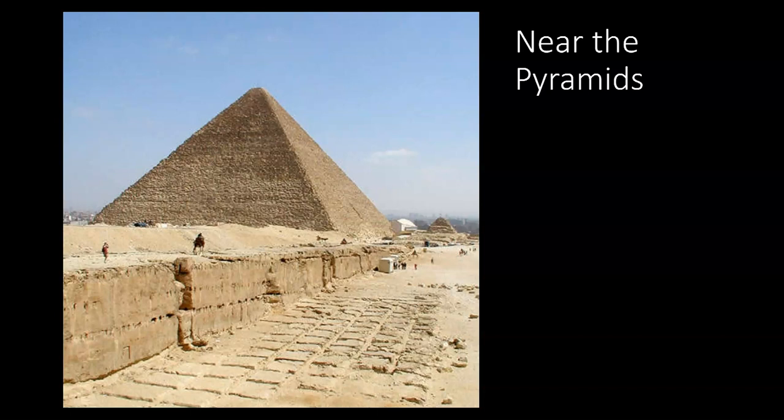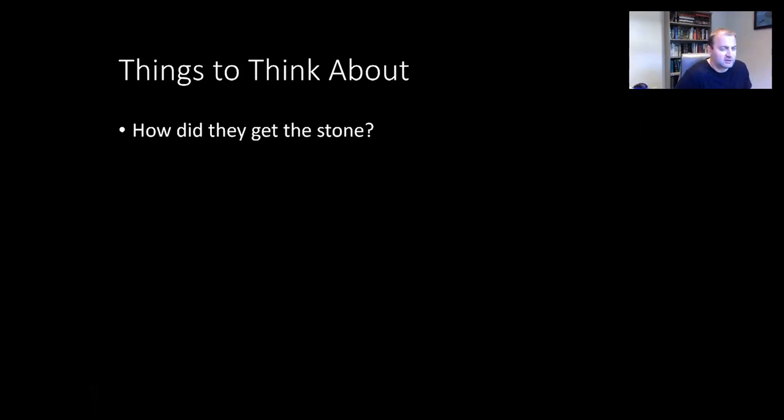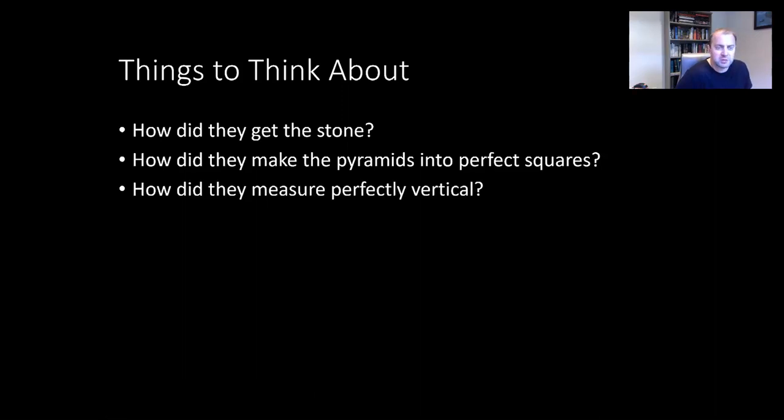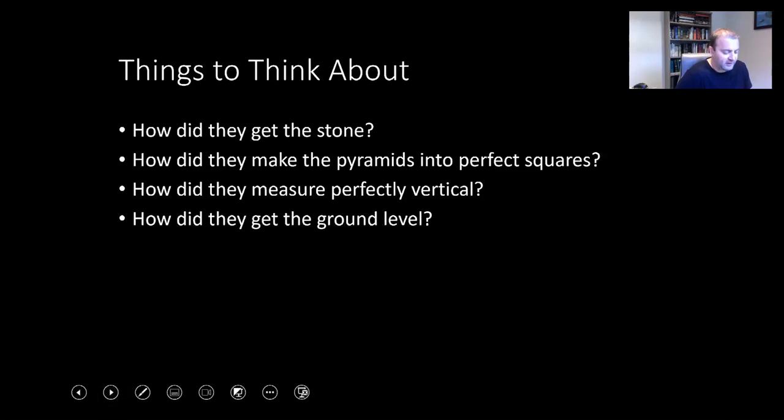And that is about all I wanted to cover. So things to think about as you're answering these questions. How did they get the stone? We already saw that these stones were very large and that they were shaped. So how did they get it? How did they make the pyramids into perfect squares? It's another thing to think about. How did they measure perfectly vertical? How did they measure plumb? How did they get the ground level? This would have been really important.